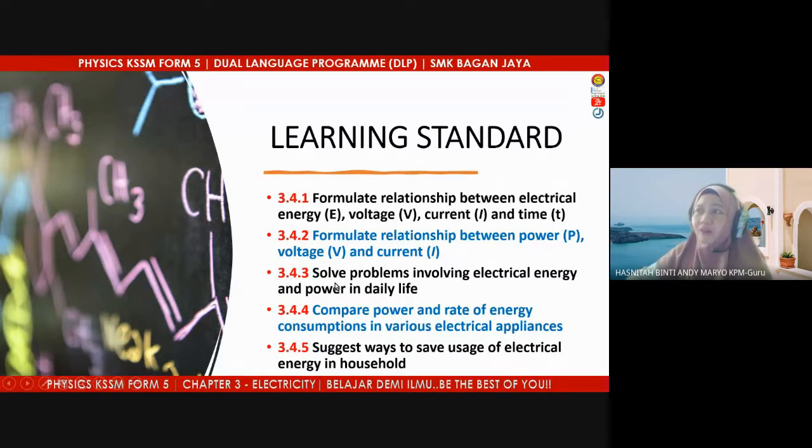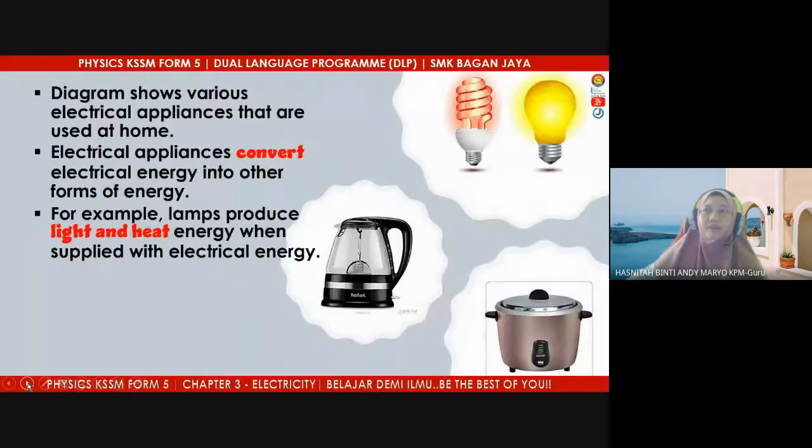Third, to solve problems involving electrical energy and power in daily life. Number 4, we are going to compare power and rate of energy consumption in various electrical appliances. Later in this part, we will understand how they generate our electrical bill. And last but not least, to suggest ways to save usage of electrical energy in households.